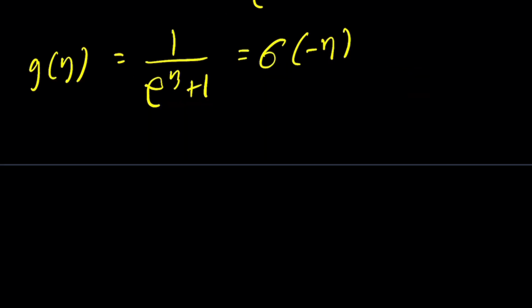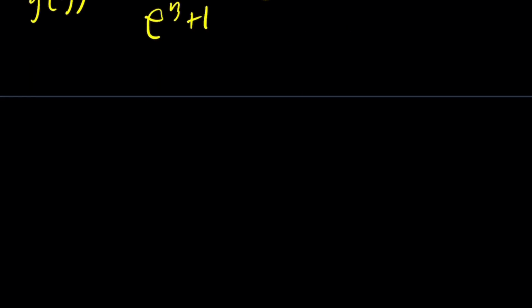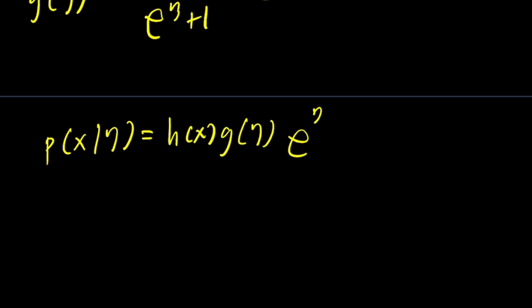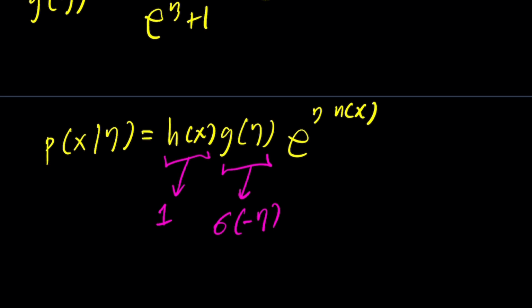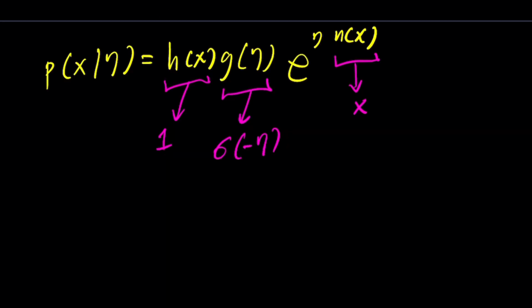We now have all the elements needed to complete the standard form of the Bernoulli function. Again, the standard form looks like p of x given your natural parameter is equal to h of x, g of η, e to the η times u of x. And we found that h of x is 1, g of η is the sigmoid of negative natural parameter, and u of x is equal to x. So this means that the final form is sigmoid of negative natural parameter times e to the natural parameter times x.